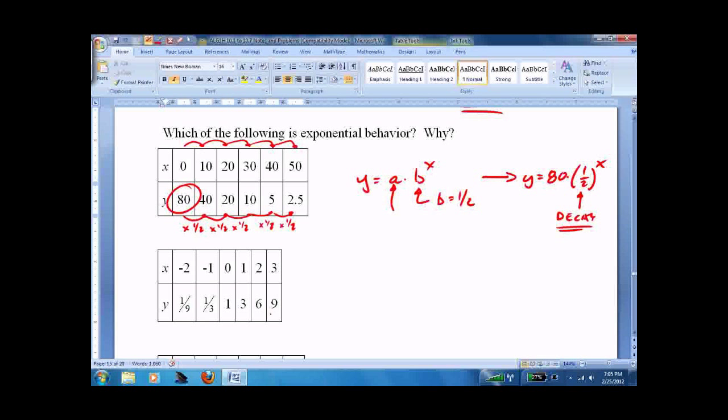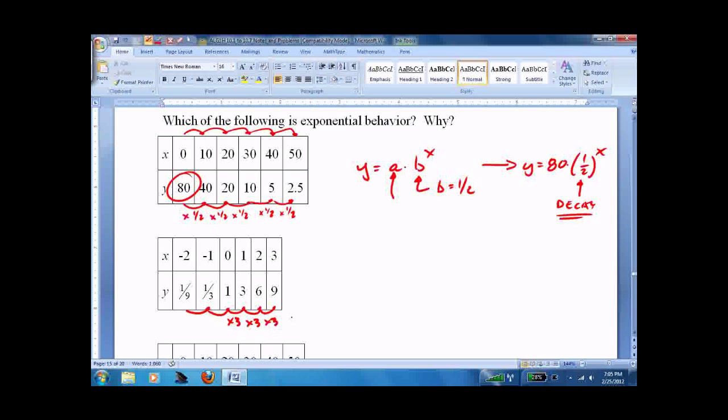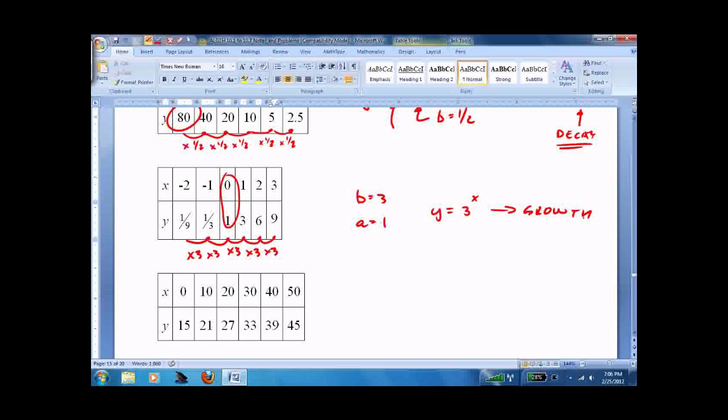This one's getting bigger, so it might be growth, but we got to check, see if it's actually going up. And take a second, see if you can figure out what it's getting multiplied by every time. This one might be confusing, but these over here should be pretty obvious. It's times 3 every time. And if you look at these, it's also times 3. So that's my b value, b equals 3. My a value, like I said earlier, is right across from the 0. So the equation is y equals 1 times, you really don't need that, 3 to the x. And that would be growth, because that number is greater than 1.